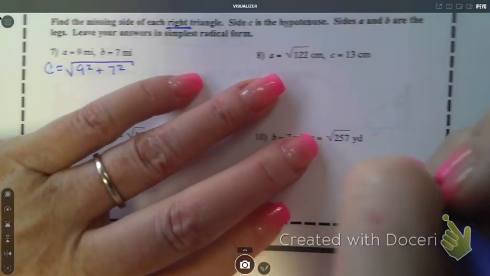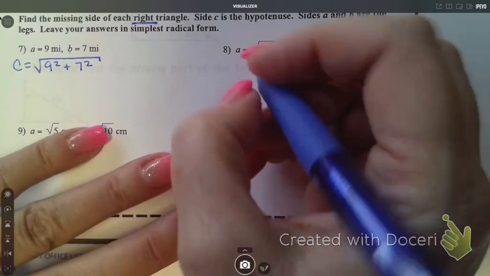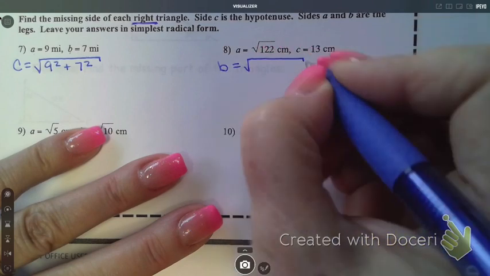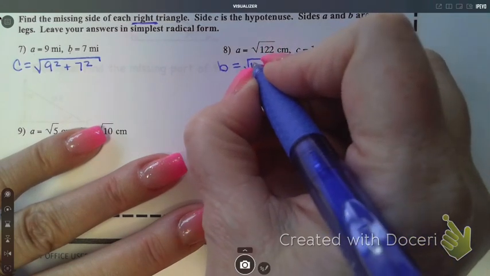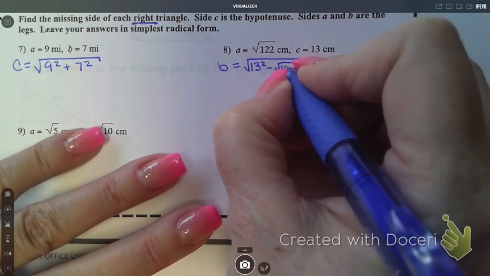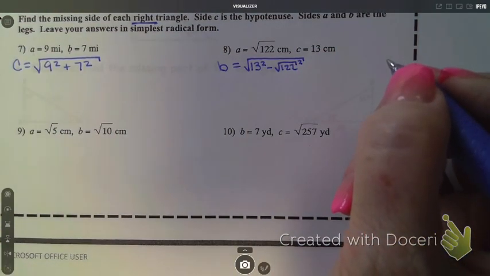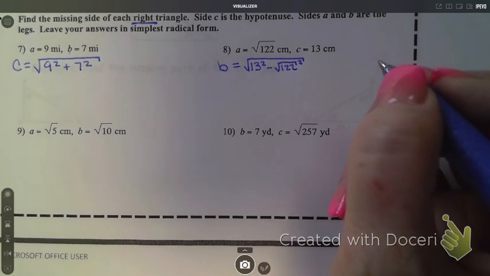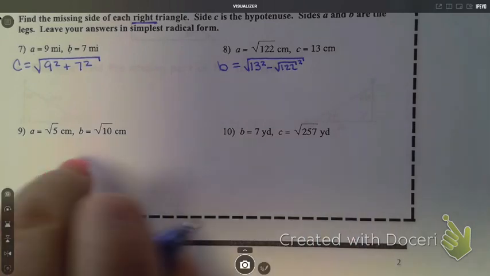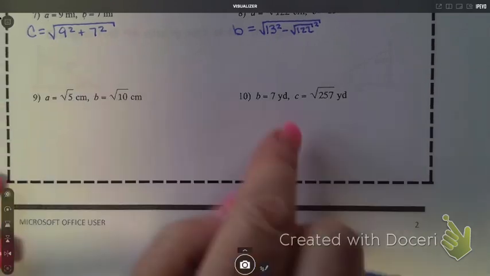Go to 8. Okay, I got A and C. What am I looking for? B. A leg. Add or subtract? Subtract. So then it's what? 13 squared minus the square root of 122 squared. I put them backwards. No, you can't. Doesn't matter on this one. What? It matters. Like C has to go first. Okay? Now you guys set up the next 2. And then if you get done setting them up, you can go back and work them.